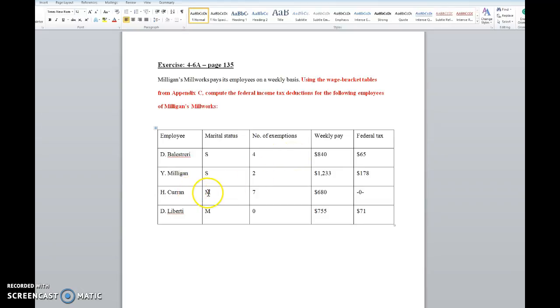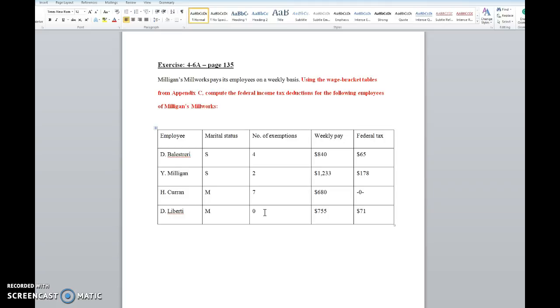The third employee is married, has 7 exemptions, on a weekly pay. So with 7 exemptions, a weekly pay of $680, there will be no federal income tax taken out. And the last employee is married with 0 exemptions and a weekly pay of $755, and their federal income tax would be $71.